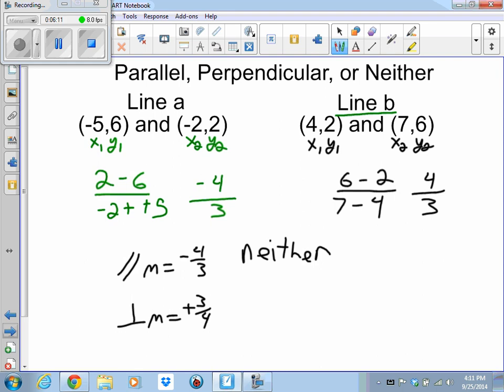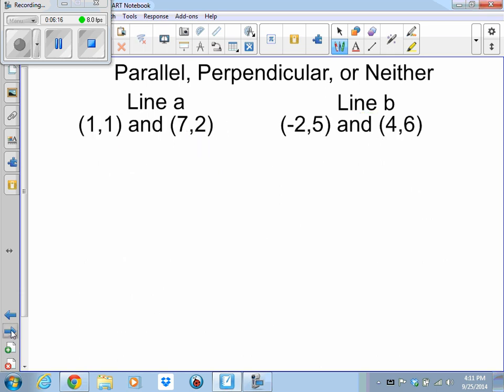So you guys have 2 problems. I'll give you guys 1 problem to do for homework. This is the only problem you guys have to do. Tell me if it's parallel, perpendicular, or neither.